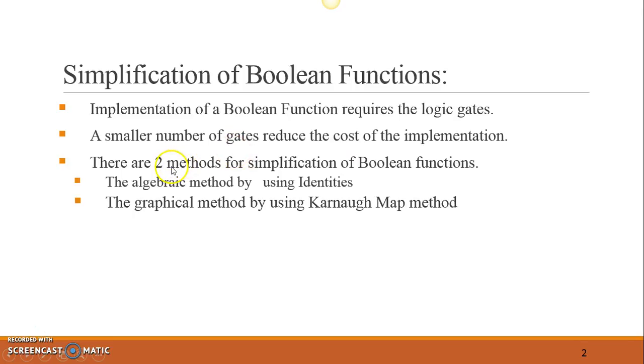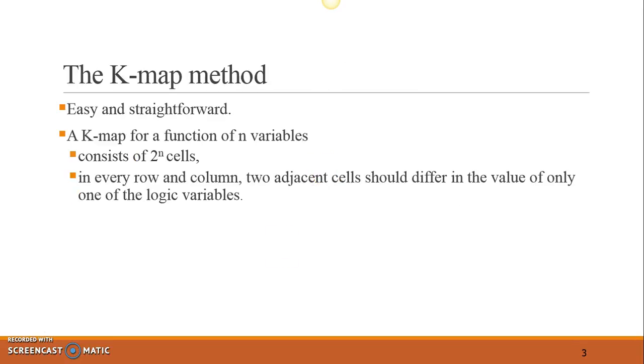So generally two methods for simplification of Boolean function are discussed. One is the algebraic method, which uses the identities and basic laws to simplify the Boolean expression, and another method is a graphical method whereby we create a Kmap and then using unique properties of a Kmap we simplify it. So Kmap method is very easy and straightforward.